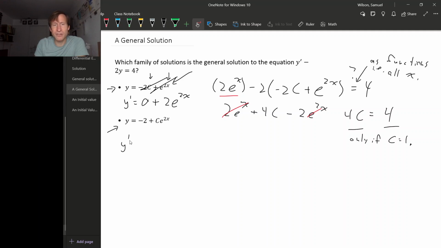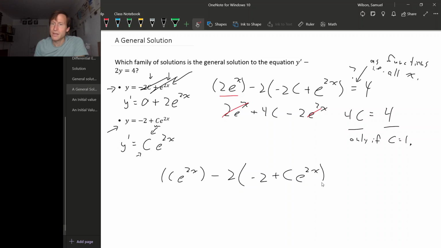So again, we need to take a derivative. We get c times e to the 2x. Remember, c acts like a constant, so the constant multiple rule says it survives the differentiation. And then let's plug this into the differential equation. So we get y prime, which is c e to the 2x, minus 2 times y, and y is minus 2 plus capital C e to the 2x. And we want to check, is this equal to 4?